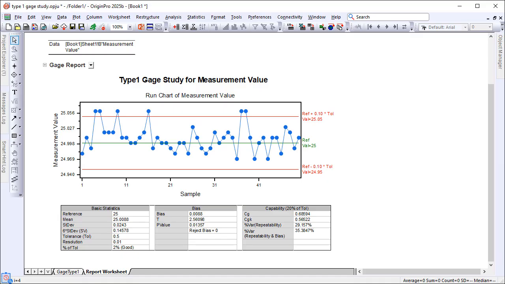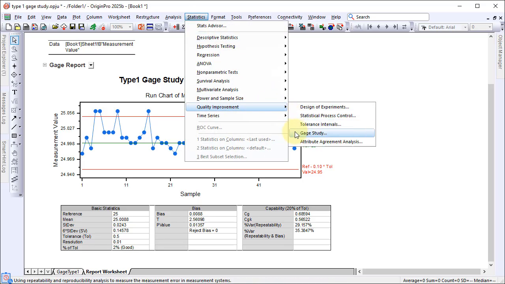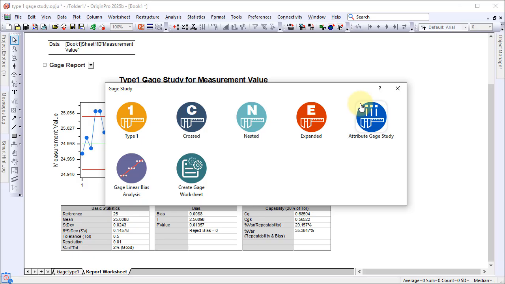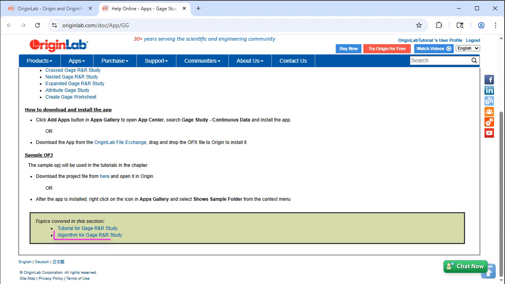If you go back to the Gauge Study main screen and click on the question mark at the top right, you will be taken to the home page for Origin's Gauge Study app. The algorithms used to generate the table summary measures are provided under this link.